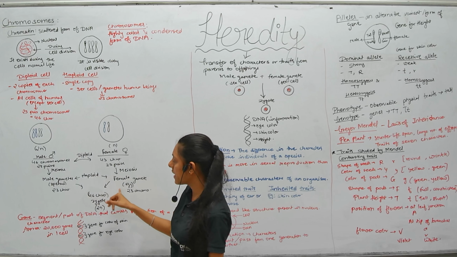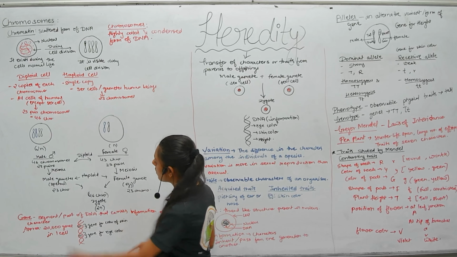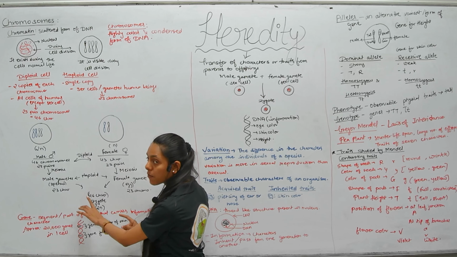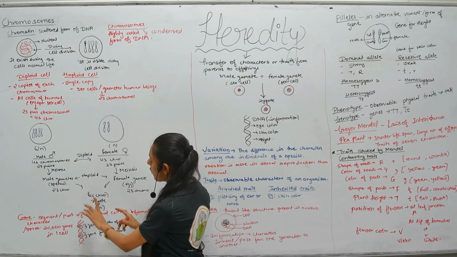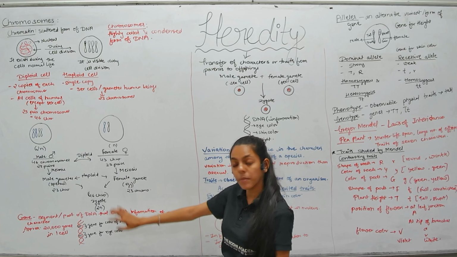Okay, so this will be haploid, and then the zygote will be formed. Okay, in zygote, one chromosome will come from here and one will come from here. That is, one will come from mother and one will come from the father, and zygote will be formed. Now one copy has come from here, so it will become diploid.